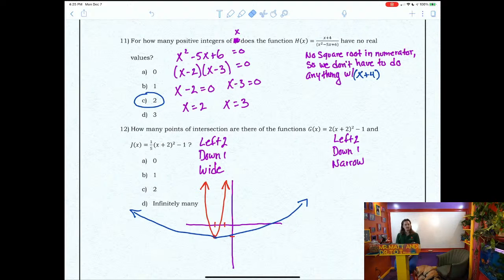When the a value is in between 0 and 1, that's going to be a wide function. So they both have the same vertex, but then j of x is going to be wide and open out. G of x is going to be narrow and go straight up. So they're only going to have one point of intersection, and that's going to be right at their vertex. So the answer to number 12 is B.